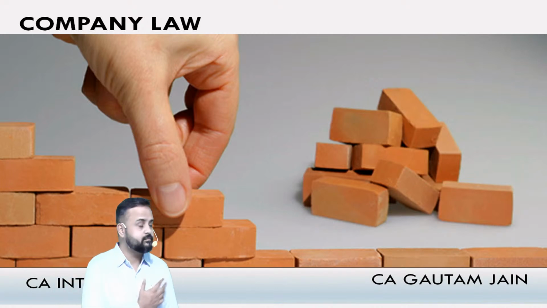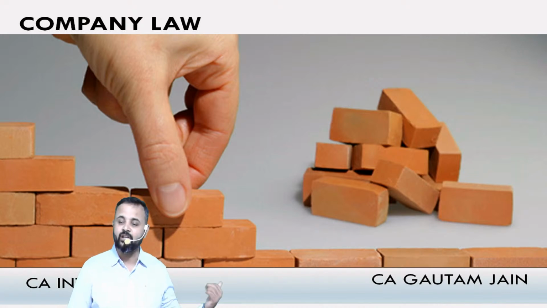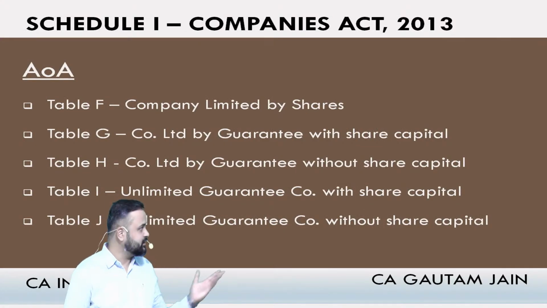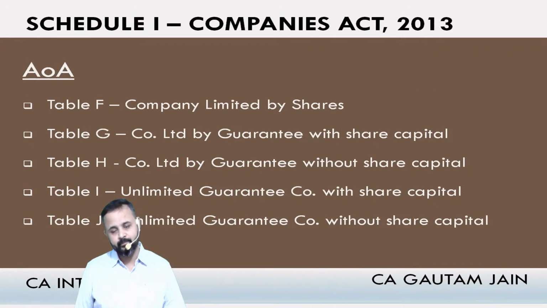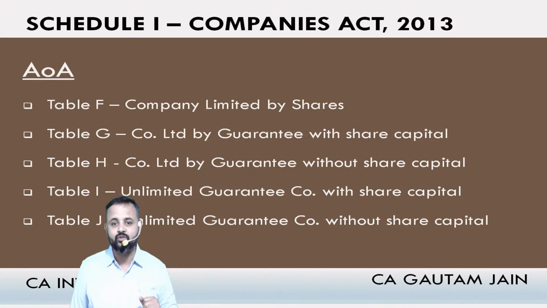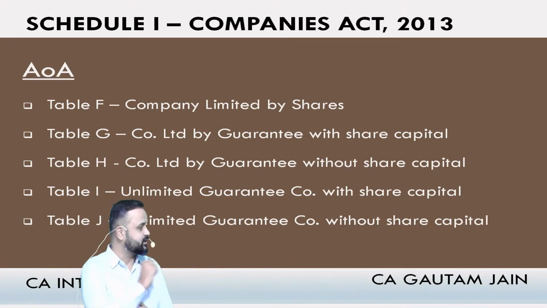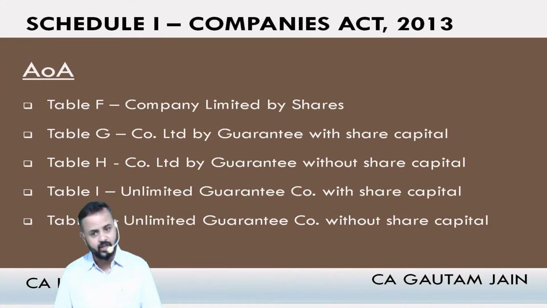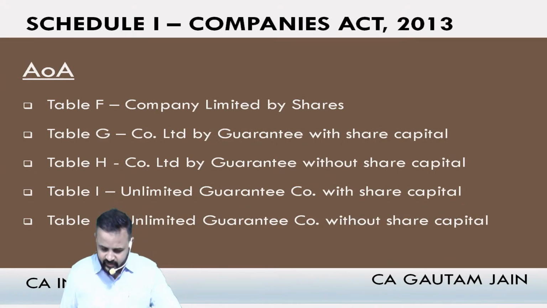Next, table F, model articles, yes or no, for company limited by shares. And then table G, yes. And then table H, correct. And then table I, unlimited company with, then without. So in case of articles, if you remember, we said it's with first and then without for table number G to table number J. Correct? No? Yes, sir. Fantastic.